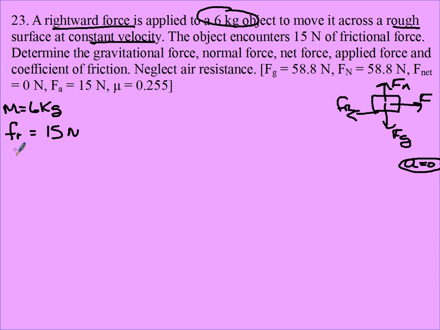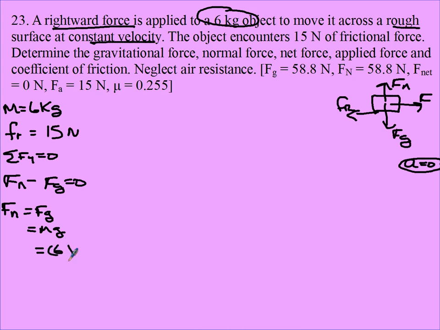Let's sum the forces in y. Summation of the forces in y equals 0 because it's not moving. I have Fn pointing up, minus Fg pointing down, equals 0. So in this example, again, Fn equals Fg equals mg. So the mass is 6 times 9.8, which is 58.8 newtons. All right. So now I have found Fg and Fn right there.